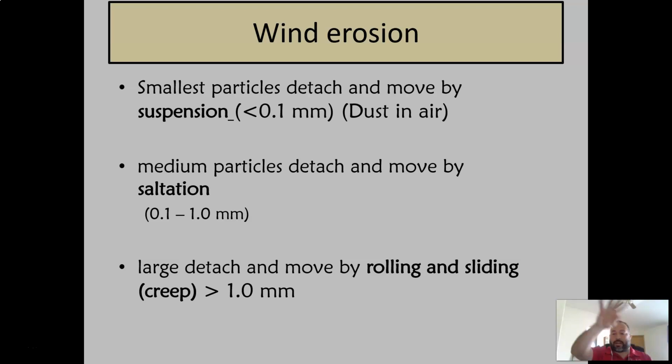So suspension is in the air. Saltation is kind of up and down, up and down. And creep, it's just kind of rolling along the ground. It doesn't really get up in the air.